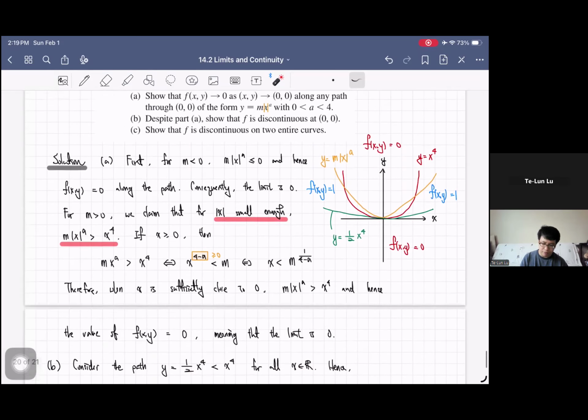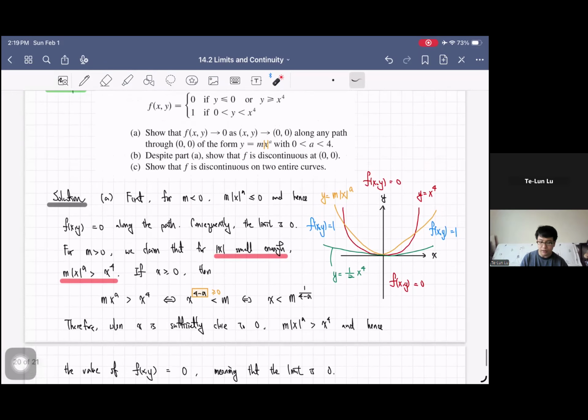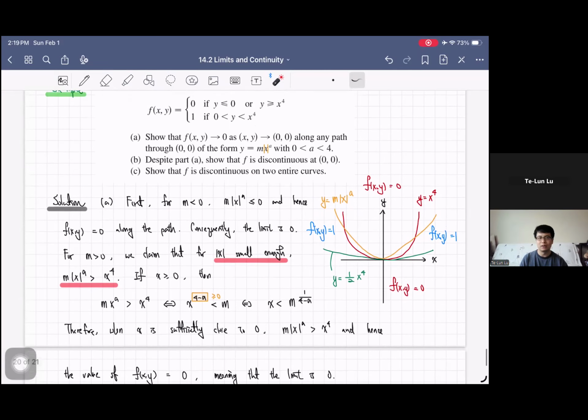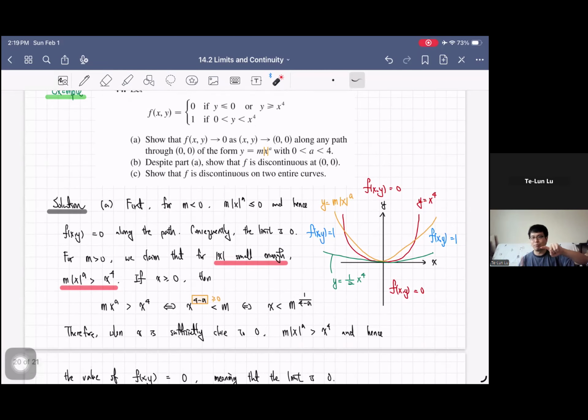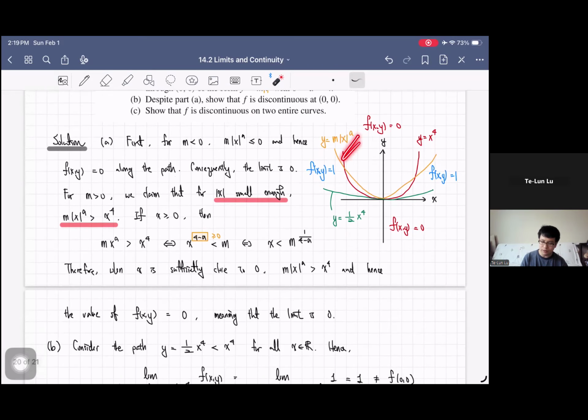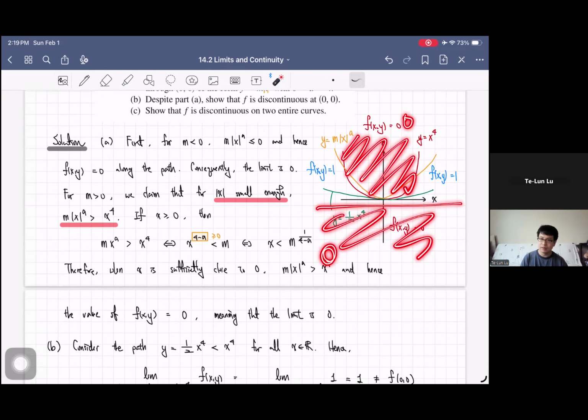Lastly, they want you to show that f is discontinuous on two entire curves. This means that this function is very, very bad. There is a particular curve on which f jumps. And actually that is quite obvious, because we know that within this region you have the value of 0, and within this region you have the value of 0, right? So obviously those two curves will be the x-axis and also this parabola.